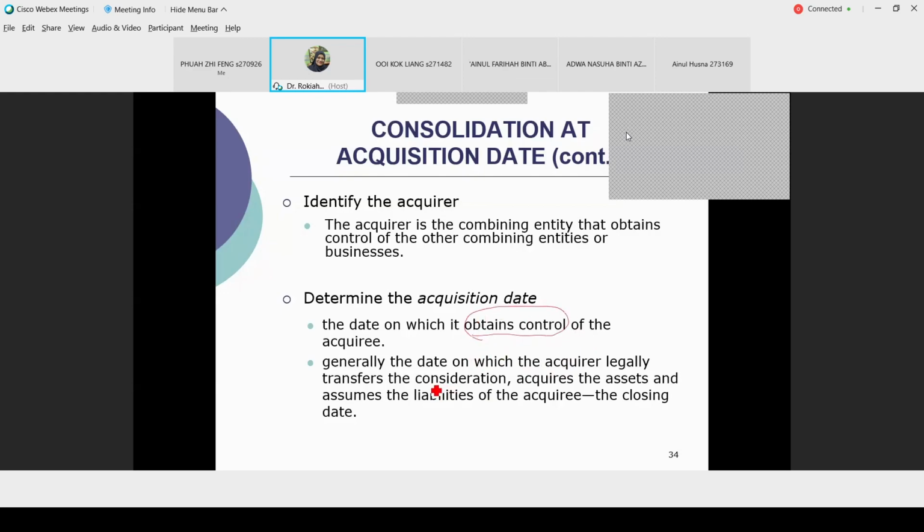Generally, it is the date on which the acquirer legally transfers the consideration, meaning when you make the payment, acquire the assets, and assume the liabilities of the acquiree, also known as the closing date. So the date when you make a purchase is considered as the acquisition date, and make sure that during that time you have control, meaning that when you bought shares, the shareholding is more than 50%.